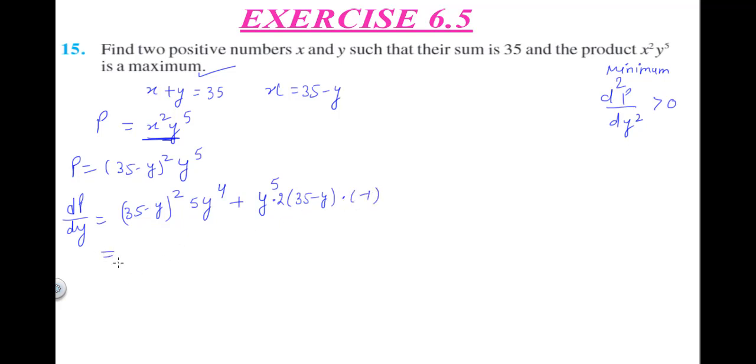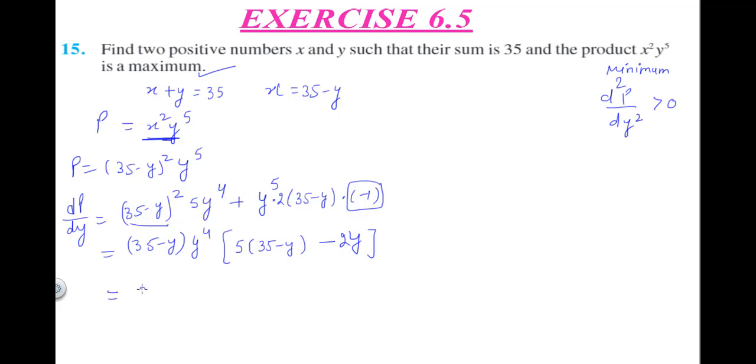Now just to see what is common in the complete expression. 35 minus y is common. Then we have y to the power 4 common. So what are we left with inside the bracket? Here we are left with 5 multiplied with (35 minus y) minus, because of this minus 1, minus y to the power 5 is there, y to the power 4 is taken common, so y is left and 2 is left. 35 minus y is already taken out.